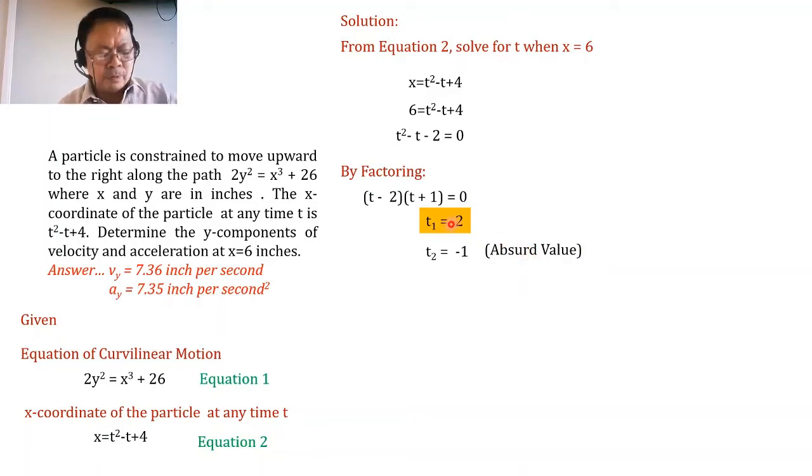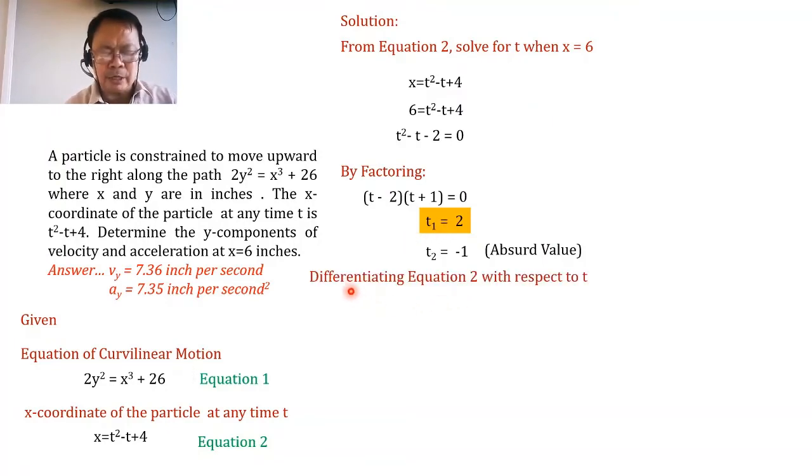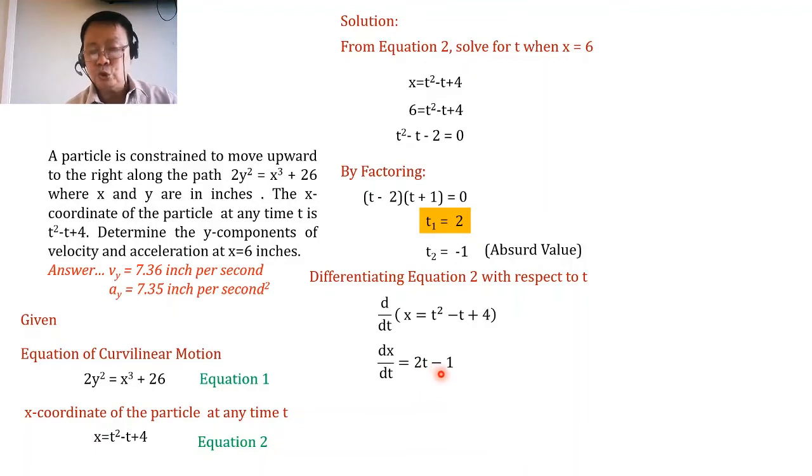So we can now use this equation. Let us go back to equation 2 and differentiate it with respect to time t. Our purpose here is to get the x component of the velocity. If we differentiate, we shall have the derivative with respect to time t of x equal to t squared minus t plus 4, where the left hand side would have a derivative equal to dx over dt, and the right hand side would have a derivative equal to 2t minus 1.